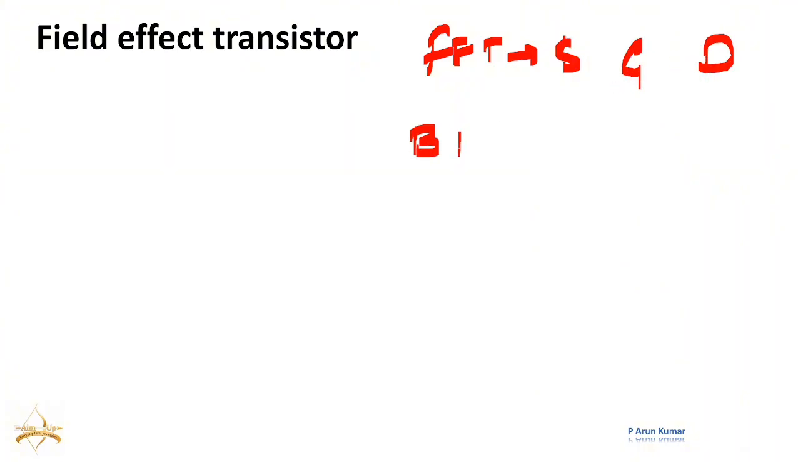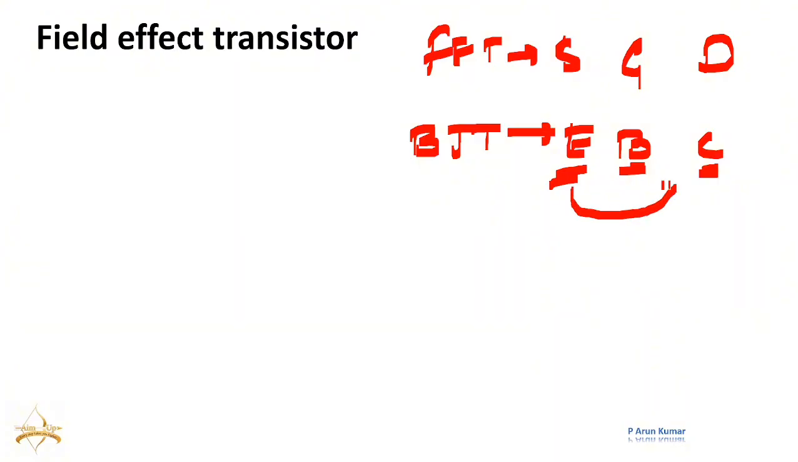We already saw in the case of a BJT, there are three terminals: emitter, base, and collector. Emitter will send the charge carriers. Collector will collect the charge carriers. Base is used to control the charge carriers which are moving from emitter to collector. So the roles of this FET are also the same thing. This source is used to send the charge carriers and drain is used to collect the charge carriers and gate will control the charge carriers which are moving from source to drain.